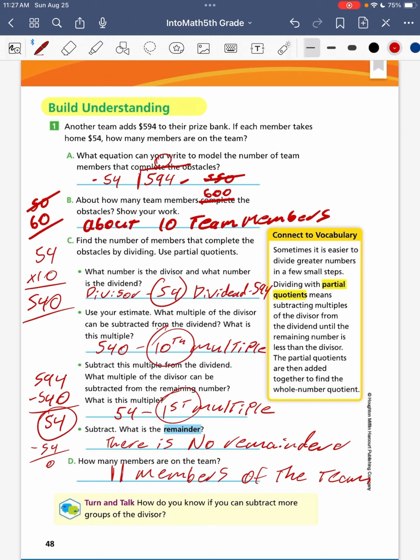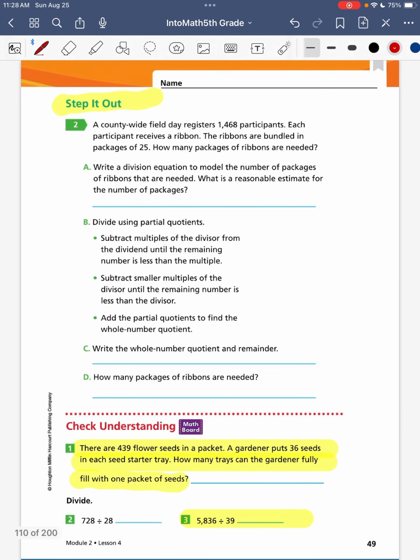Okay, so we broke up our 594 into partial quotients. We could do the same thing using our area or array models that we used earlier in Module 2. All right, let's step it out.